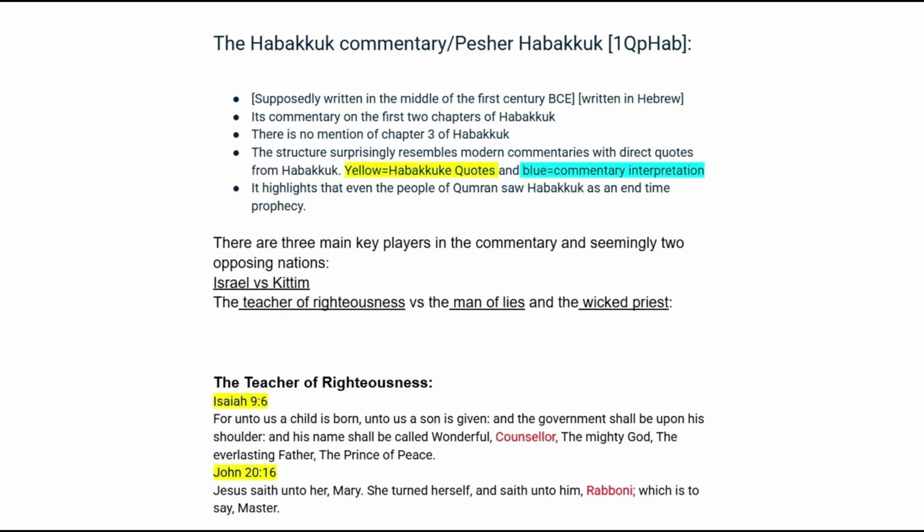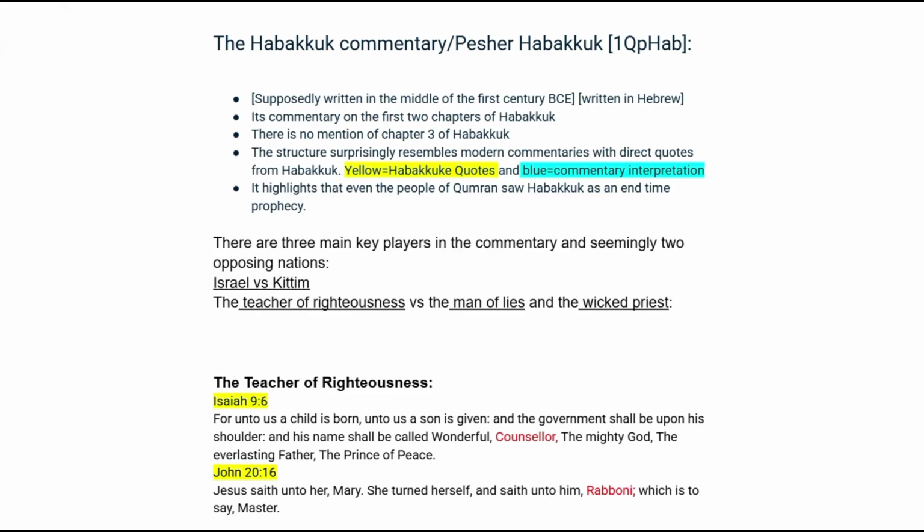So, in the Dead Sea Scrolls, there are three main kinds of scrolls. There are biblical texts, like the Great Isaiah Scroll. There are extra biblical texts, like the Genesis Apocryphon, for example. And then there are commentaries, like obviously the Habakkuk Commentary.